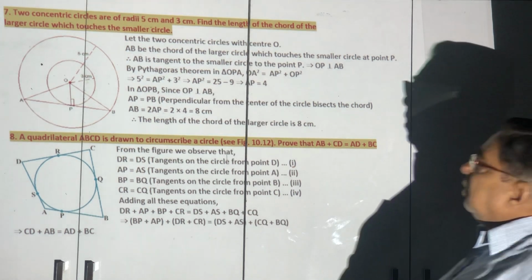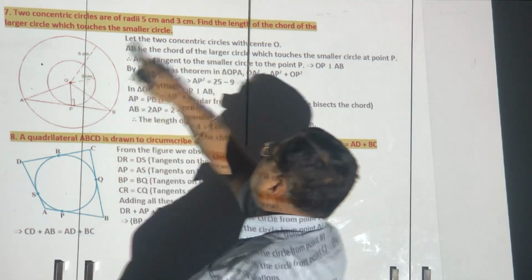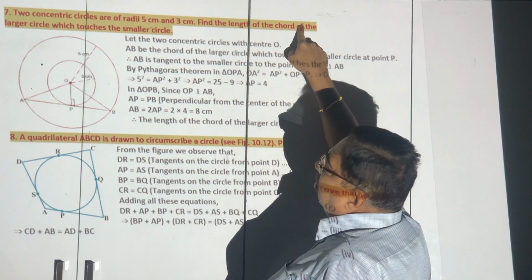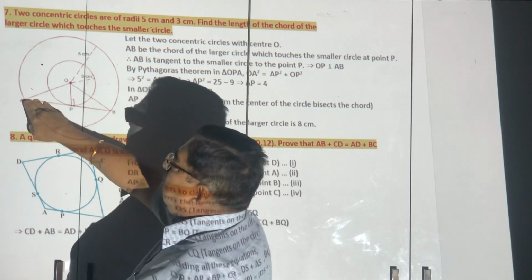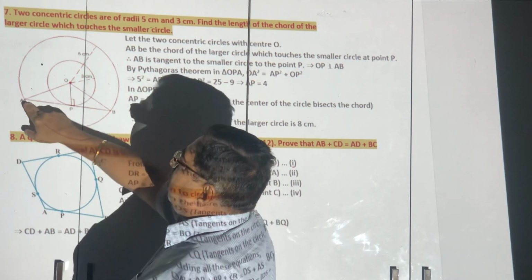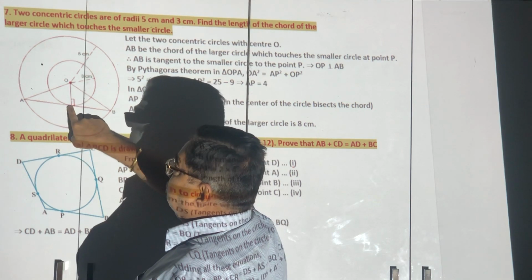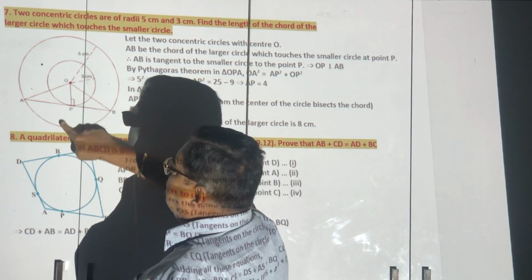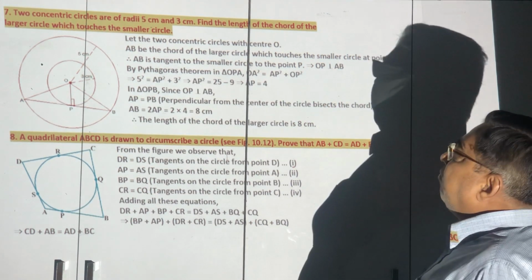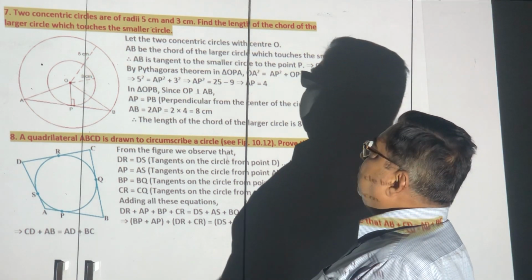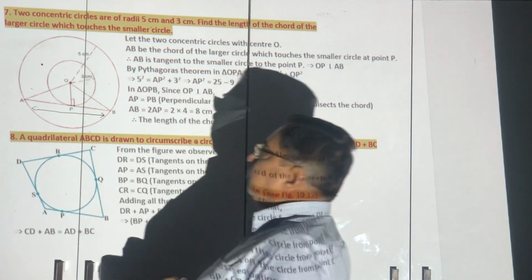2 concentric circles. Concentric means same center. Radius 3 and radius 5. Find the length of the chord of the larger circle which touches the smaller circle. I'll draw a chord. It crosses the larger circle and touches the inner one. So it's a tangent for the small circle and a chord for the big one. And I'm supposed to find the length of the chord.